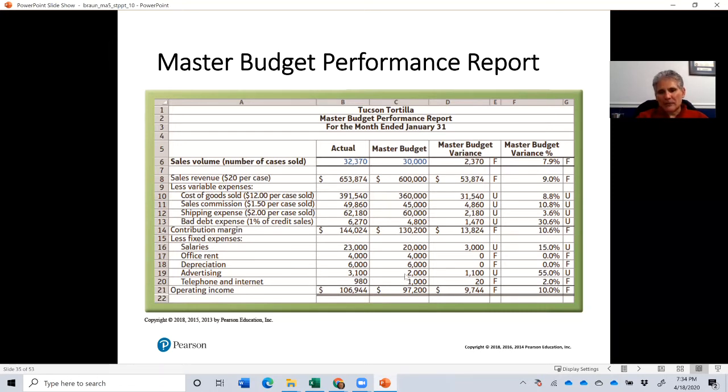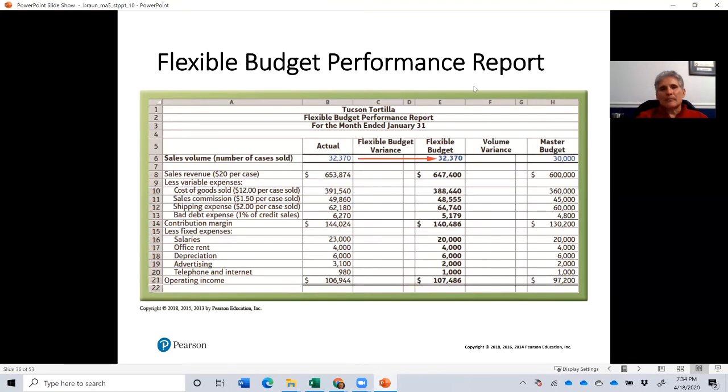You just look at the master budget and compare it to the actual and make a determination. But you can see how this could lead to false assumptions as to the performance. Now we'll look at a flexible budget. The sales volume sold was, we're going to adjust the budget to what the actual was.